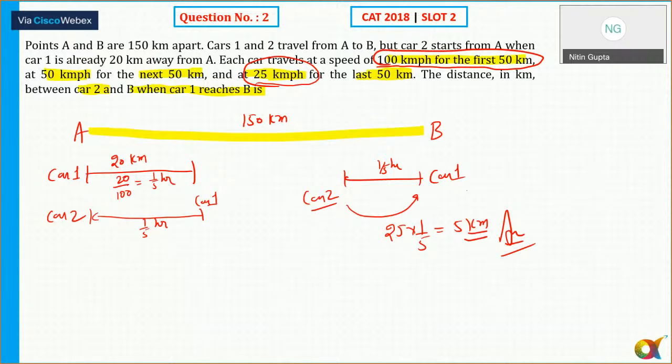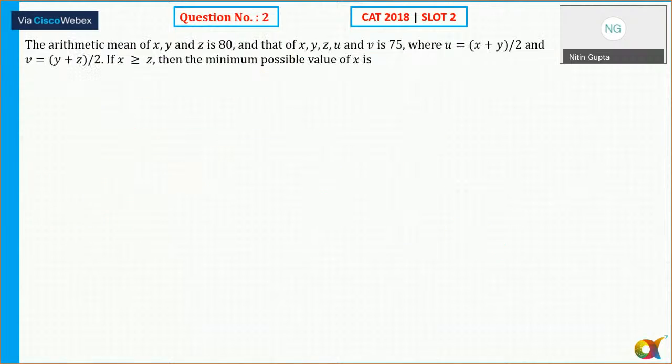Let's move to question number 3 now. It says the arithmetic mean of x, y, and z is 80. So the arithmetic mean of 3 numbers x plus y plus z is 80. It means the total sum must be equal to 3 into 80, as there are 3 numbers, and this is equal to 240.